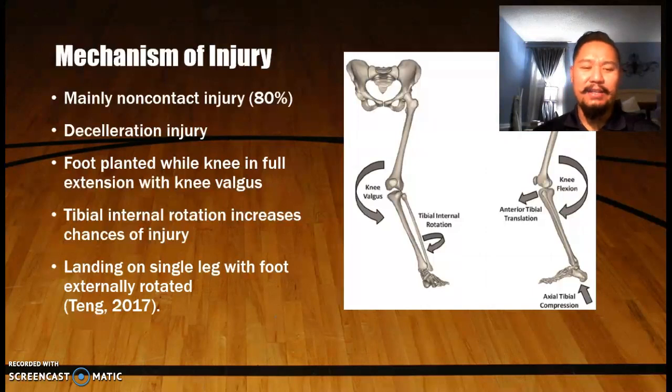Another thing is landing on a single leg with the foot externally rotated has been found to increase the chances of injury as well. I think it's because it tends to put more knee valgus as a compensation for the external rotation.